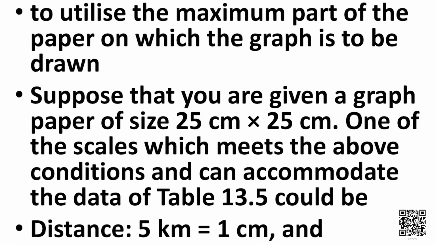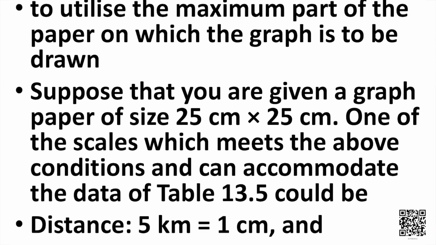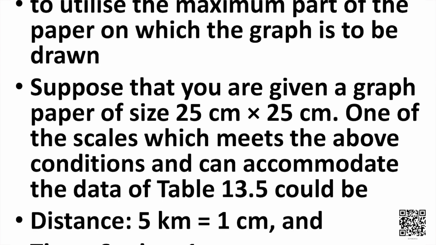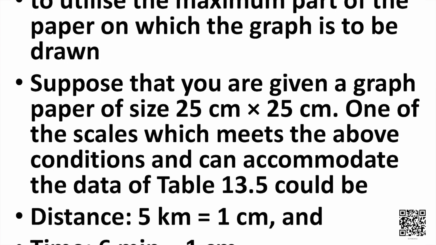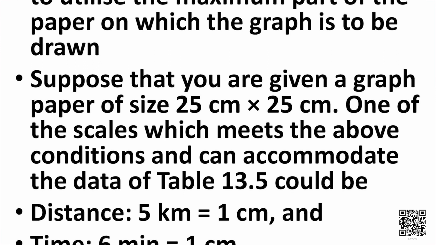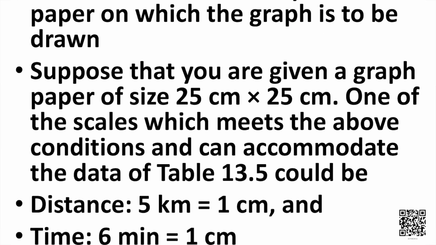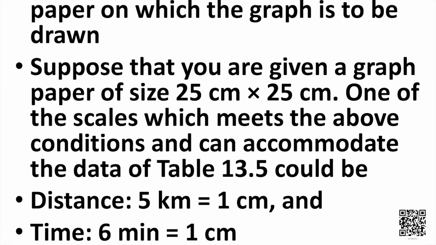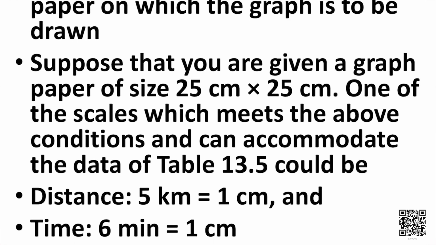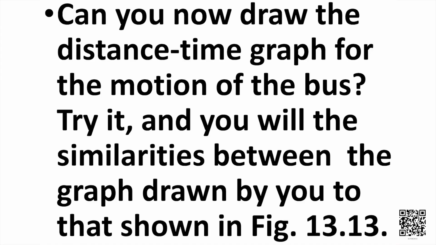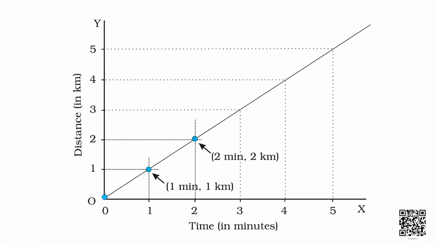Suppose that you are given a graph paper of size 25 cm by 25 cm. So one of the scales which meets the above condition and can accommodate the data of table 13.5 could be that distance 5 km is equal to 1 cm and time 6 minutes is equal to 1 cm. Now students, a question arises: can you now draw the distance time graph for the motion of the bus? Try it and you will find the similarities between the graph drawn by you and this figure.